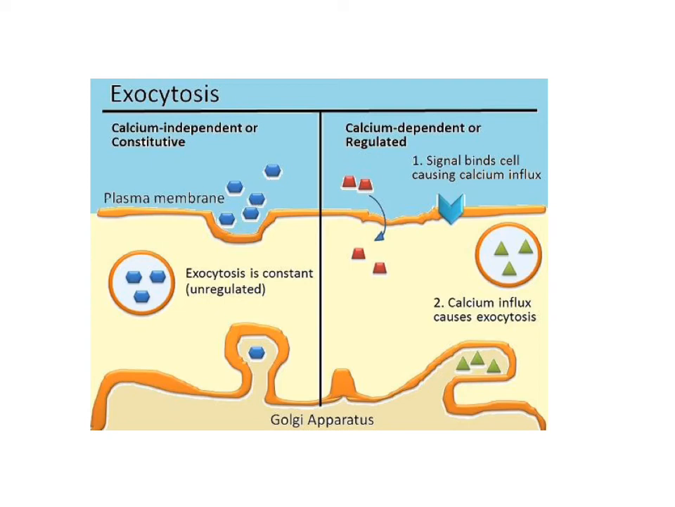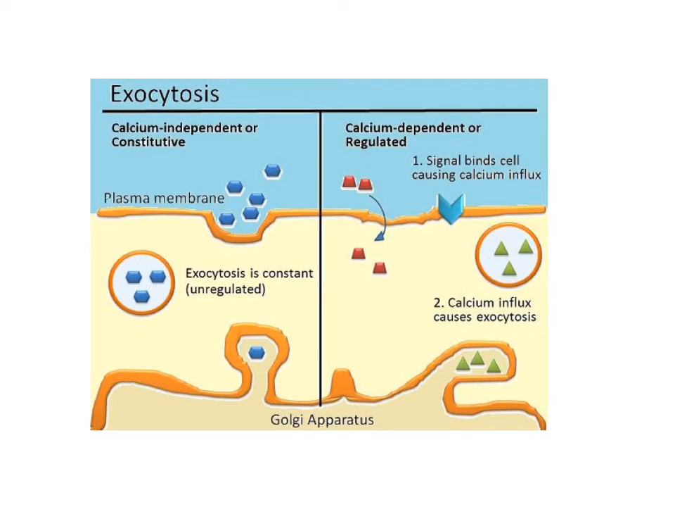There's another form that's called calcium-dependent or regulated exocytosis, and this is a very specific case. In fact, this is, again, in nerve cells, where there needs to be a signal for the release of these substances. In this case, it's secretion of some specialized molecules. In this case, calcium is required.